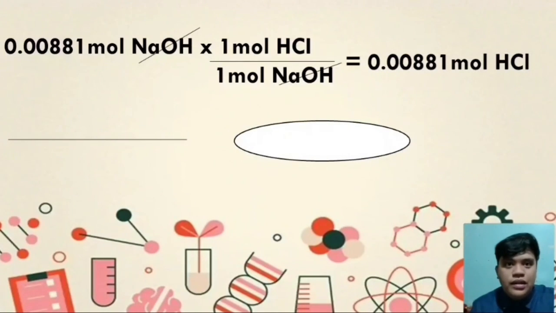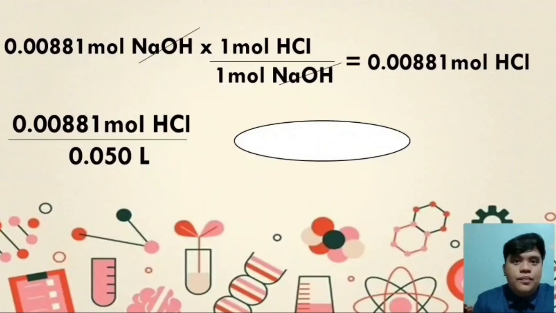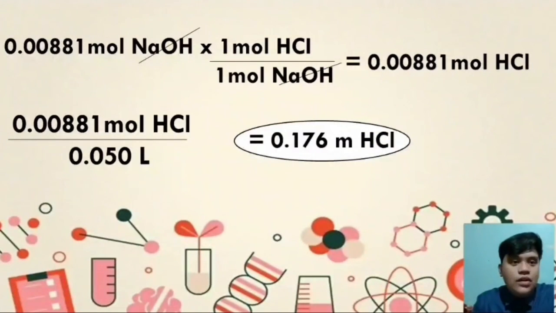So now all we need to do is convert that many moles of acid into a concentration. Concentration is moles per liter, so we take our moles of acid and divide by 0.0500 liters, and we get 0.176 molar HCl, which was the concentration of our unknown HCl solution.